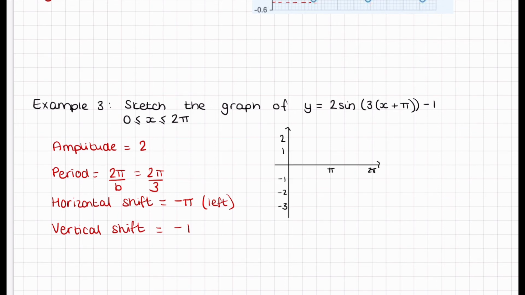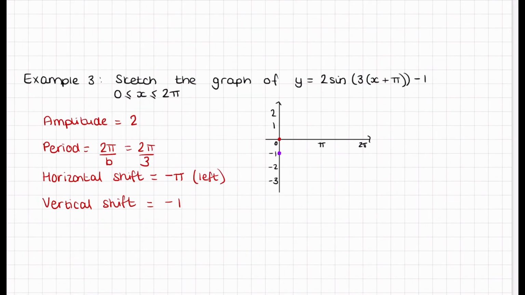Now, as our domain in the question says between 0 and 2 pi, I've made sure I've got that on my graph. And that means we have to start the graph at 0 and end it at 2 pi. The period is 2 pi on 3. So we know it takes 2 pi on 3 to do one full rotation. Remember, the full rotation is an up, down, and back to the beginning. So if there was no shifts or anything, one would go from there to there, one from there to there, and one from there to there.